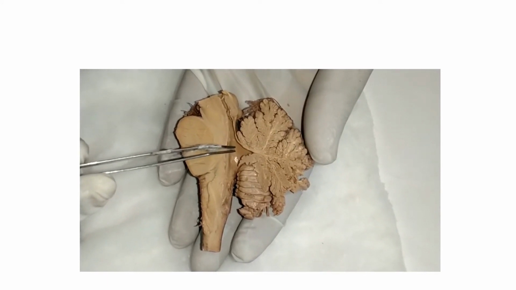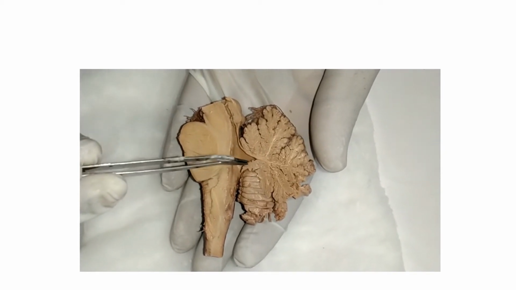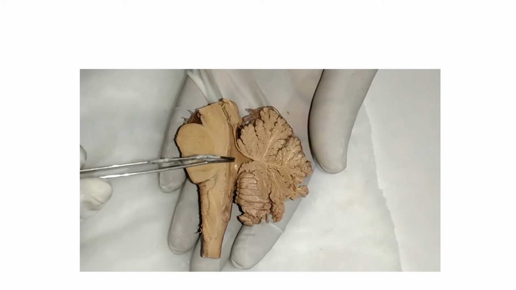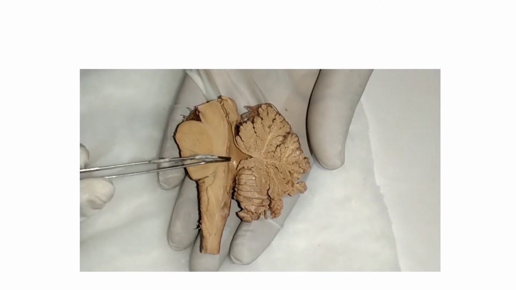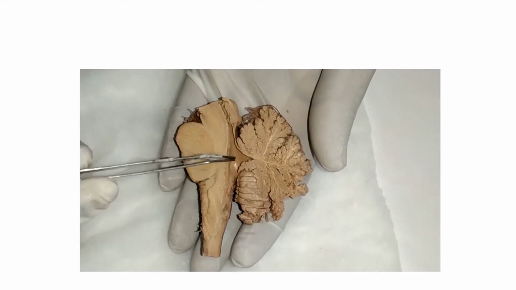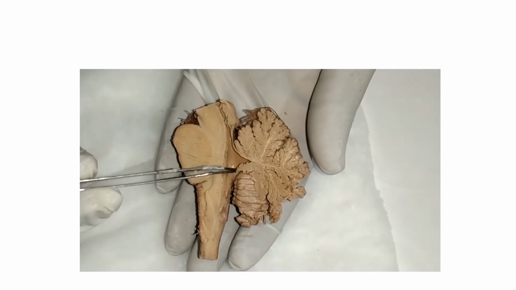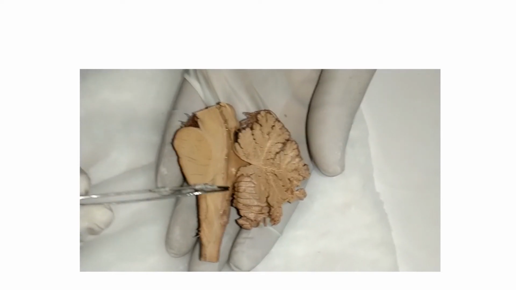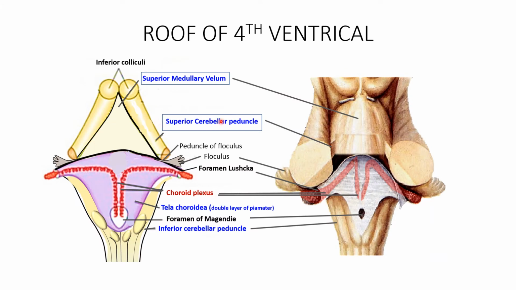Now the recesses of the fourth ventricle. The recesses of the fourth ventricle cannot be appreciated over here. They are the two lateral recesses, one median dorsal recess, and the two lateral dorsal recesses. So this is the fourth ventricle. Now the roof of the fourth ventricle. You can see this is the roof of the fourth ventricle, onto the posterior aspect.